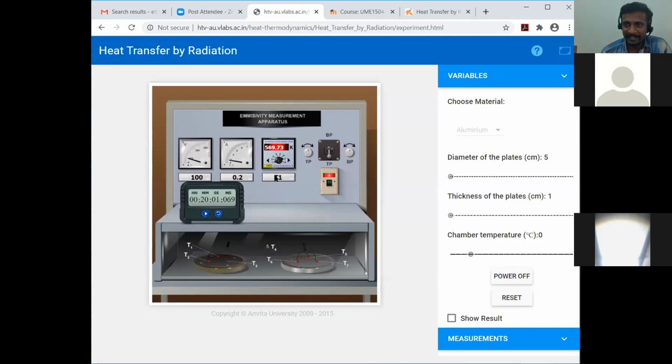Now T1. You can see here they have marked T1, T2, T3. T1, T2, T3 are temperatures that belong to the black body. T4 is the atmosphere, the surrounding temperature. T5, T6, T7 are test plate temperatures.